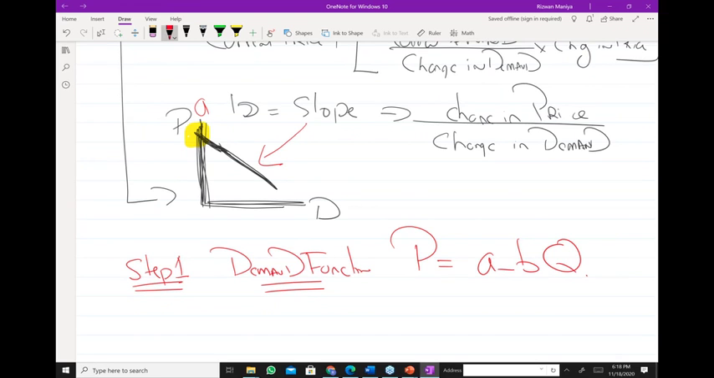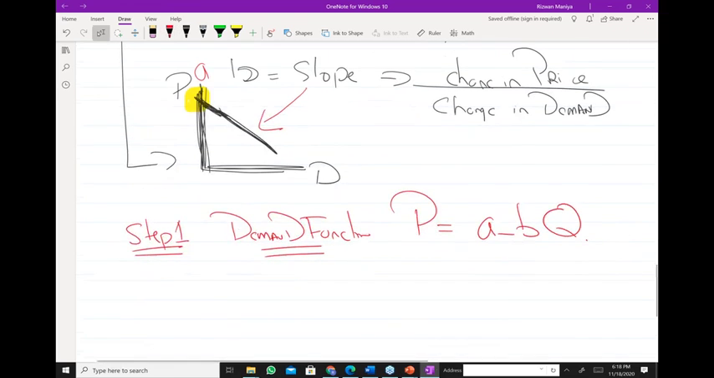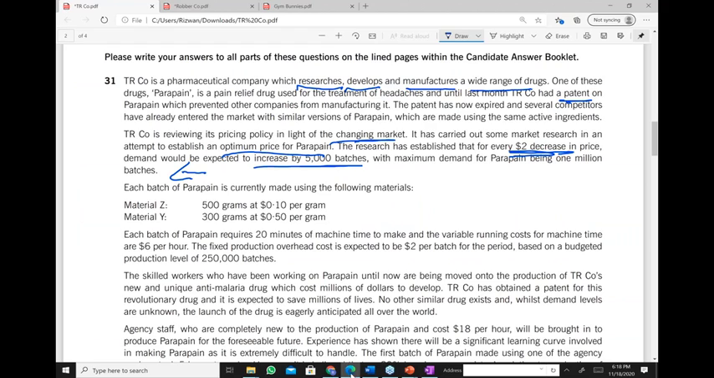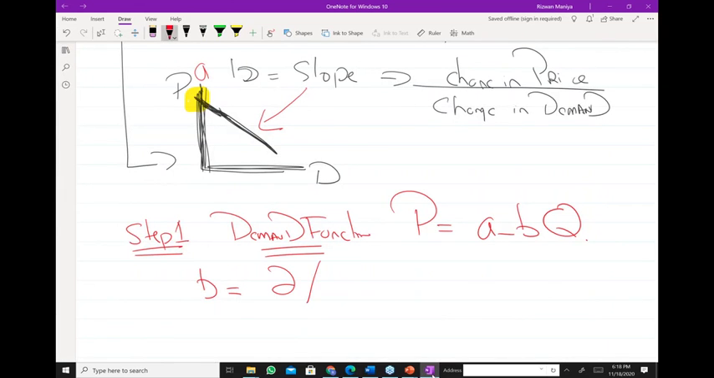Now it's a tricky one here. Try to understand. Do we need to find B? Yes. How? Let me change the color of the pen. It says that a decrease in price by 2 will change the demand by 5,000. So it's 2 divided by 5,000, and the answer is 0.004. Okay, that's perfect.